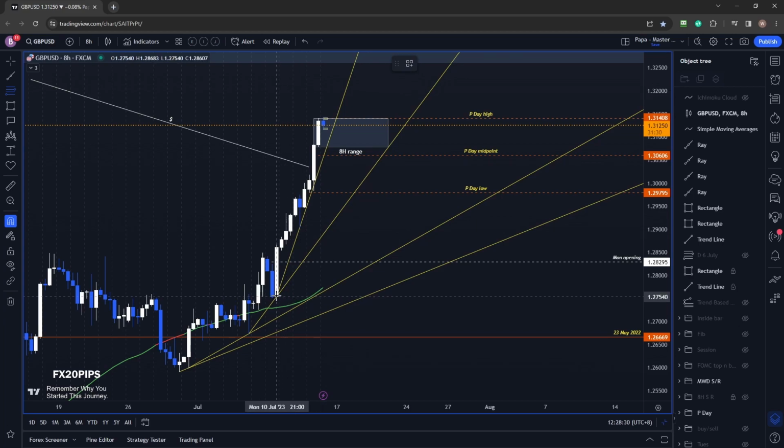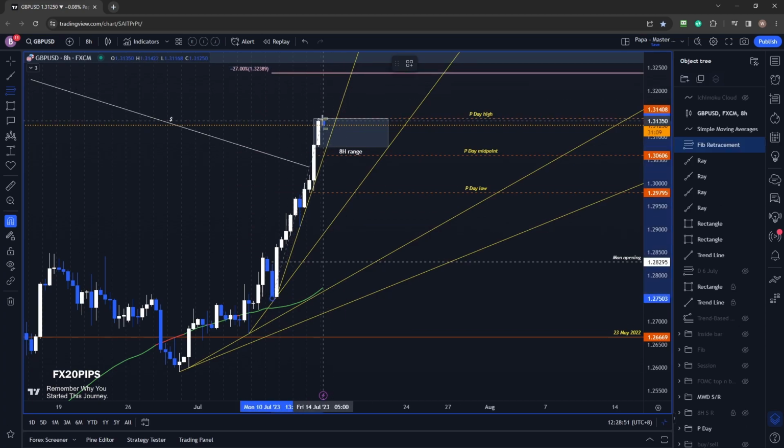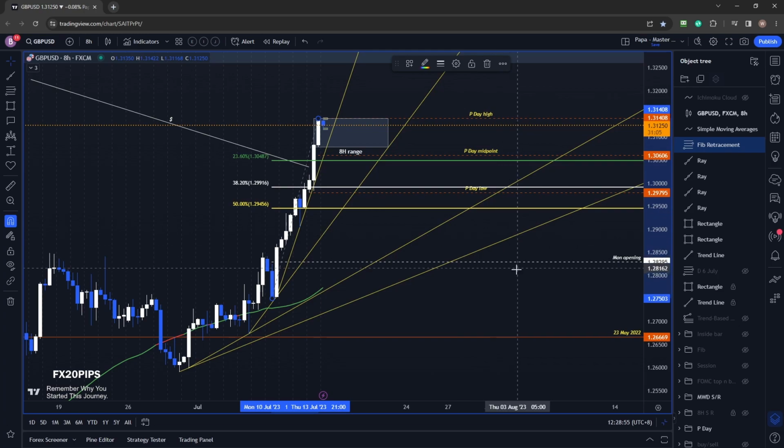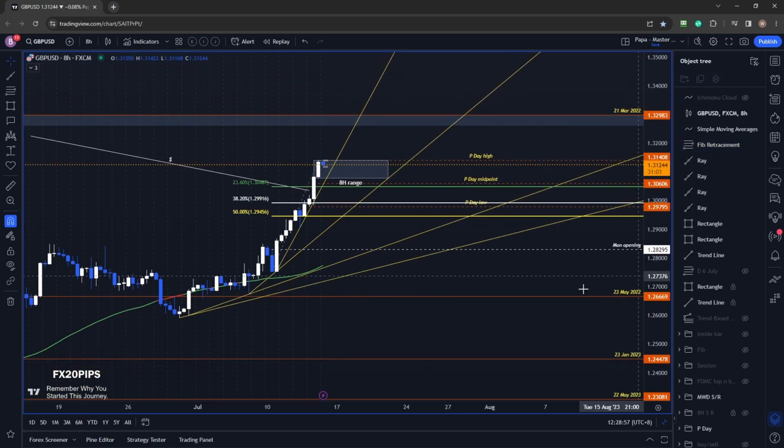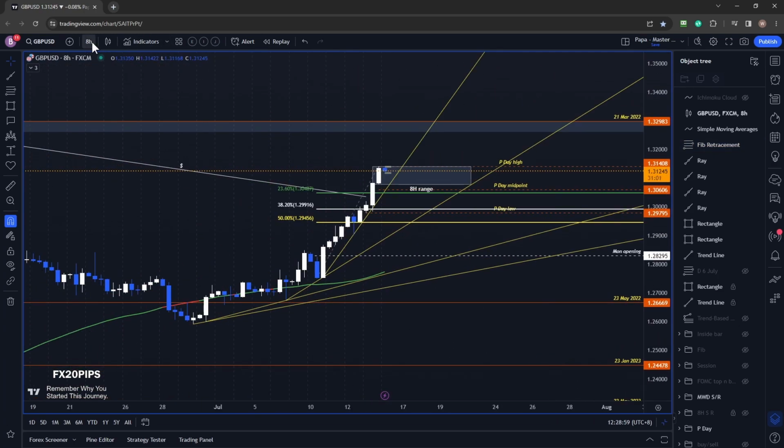Okay, now for this leg here, I'm just going to run a fib from here to here. Okay, the idea is to go for the 50% retracement. Right, so let's do this. Let's do the fib from here to here. Okay, so technically, let's go to the hour.